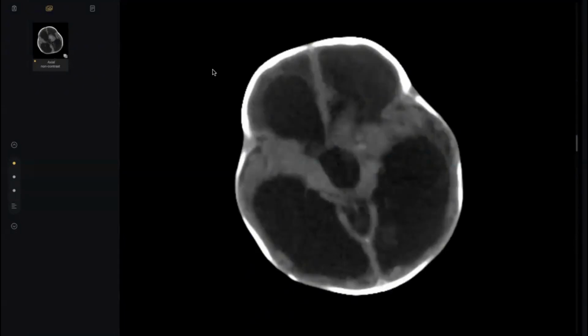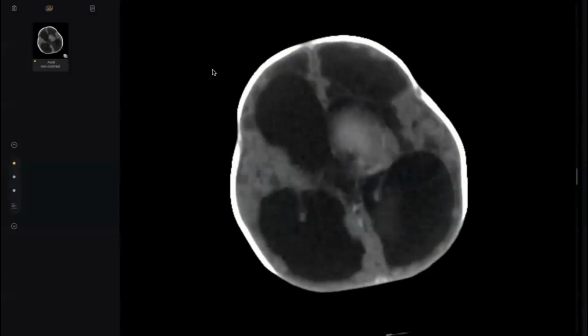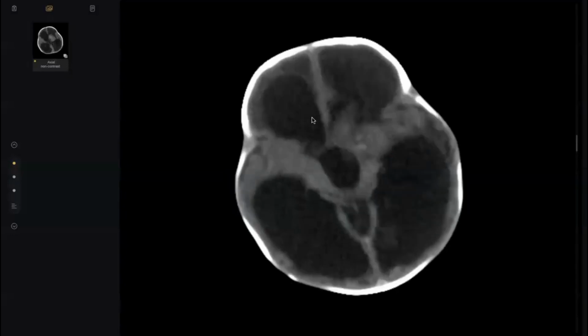There is cortical thinning, and I can see that the bilateral thalami are separated. Doctor, what about the septum? What about this? So can you please scroll?